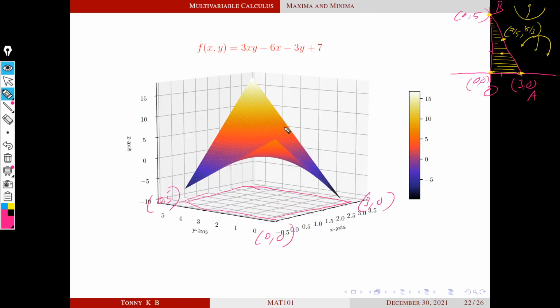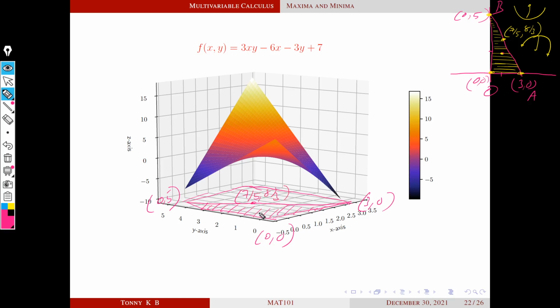Okay, this is the graphical representation of this function on this rectangle. Actually, we consider the rectangle where y is varying from 0 to 5 and x is varying from 0 to 3. On this rectangle, this is the shape. Actually, in our problem, we have to consider only the region above this rectangle to extremize our function. So our point 7 by 5, 8 by 3 is somewhere here.